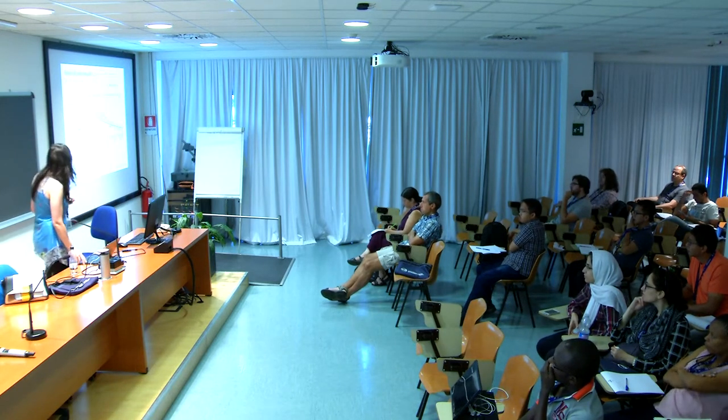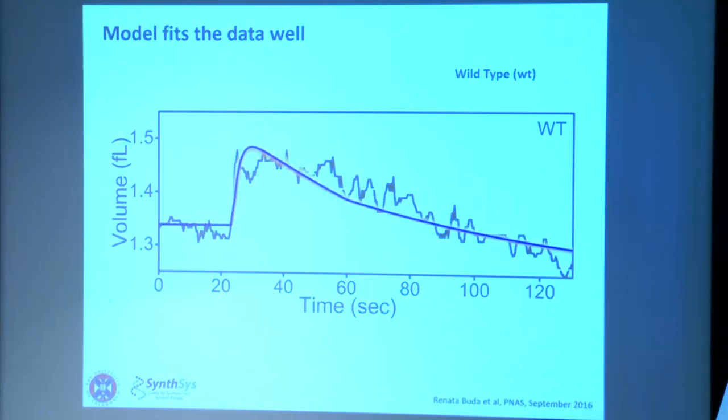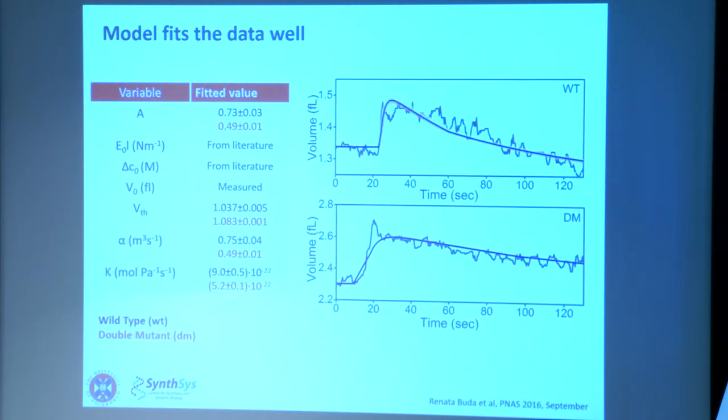So we fitted the model to a trace. This is now volume in femtoliters against time. A trace of wild type, a characteristic one. We just chose one. And you see the expansion and the recovery in black. And then the model, the fit is in blue. And the orange are the confidence intervals. We can do that for the double mutant as well. So this is, again, volume in time and double mutant.